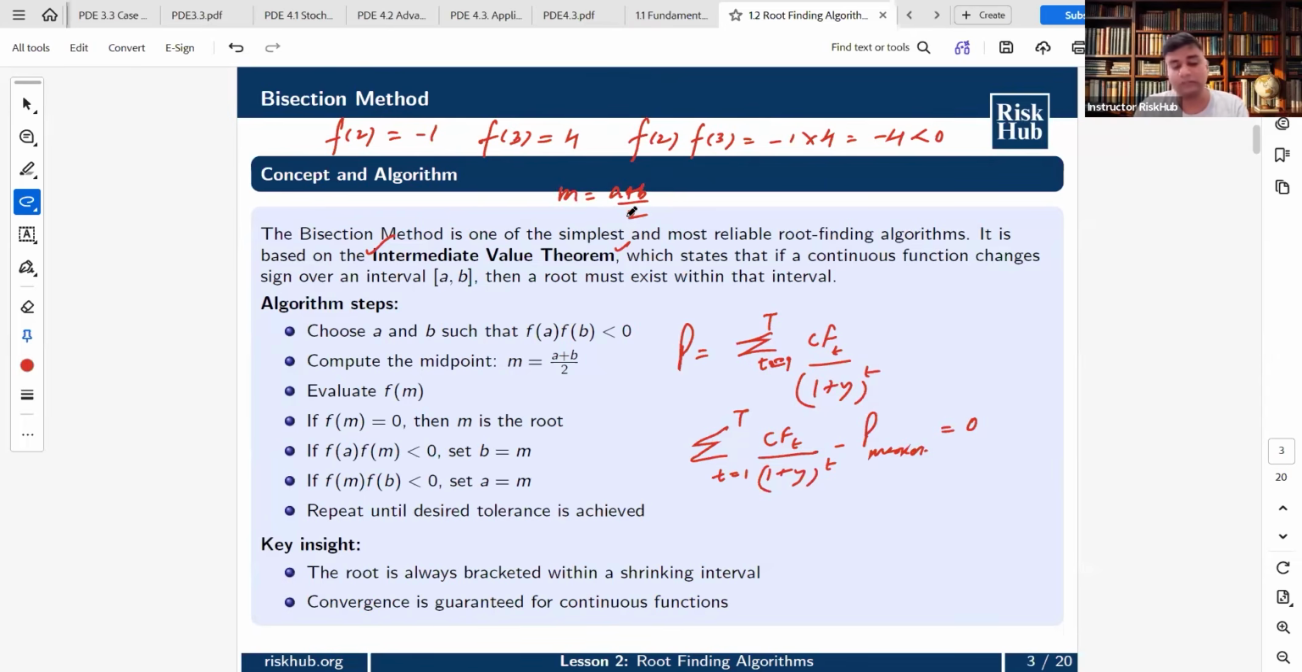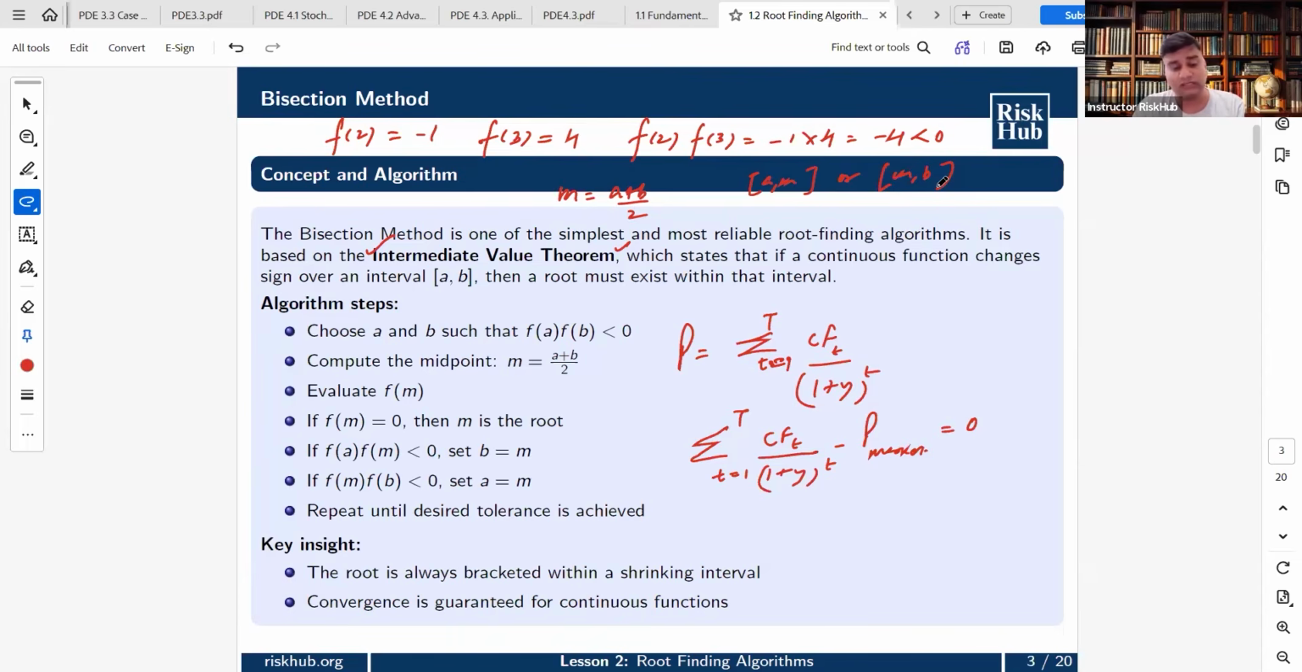Okay, m equals (a plus b) divided by 2. Here m is the midpoint, and we check whether the root lies in a comma m or m comma b, right? We keep the interval where the sign change exists.